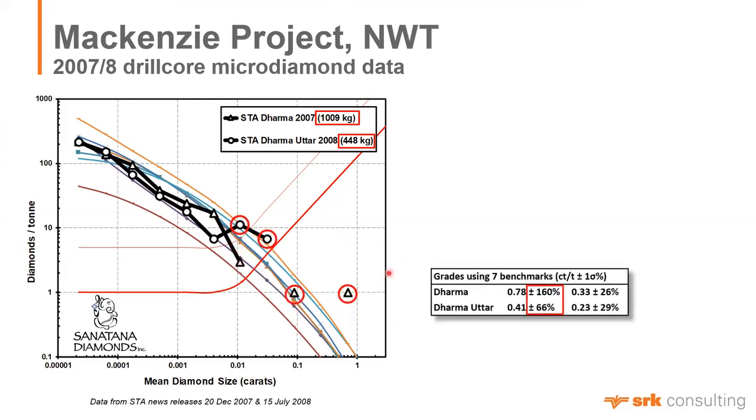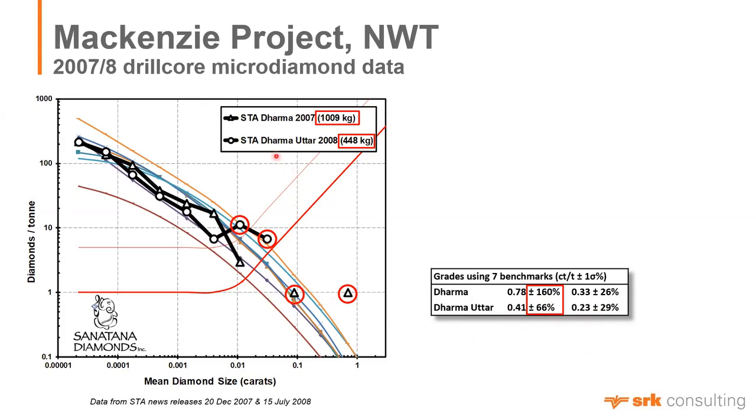It turns out we were able to use 7 different benchmarks to inform where this microdiamond data set is relative to those benchmarks. If you use just the raw data, the grades you would forecast would be these ones with extremely large errors. Those large errors are attributable to these outlier data points. Those over there. And if you eliminate them for the Dharma Uttar case in open circles, your grade goes from 0.41 with a large error to 0.23 with a smaller error.